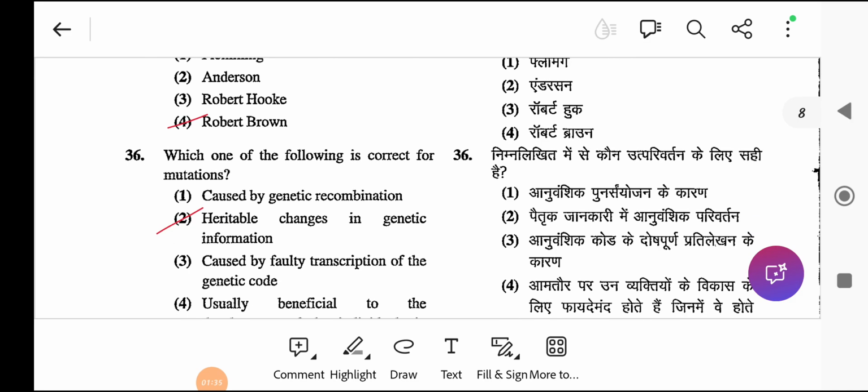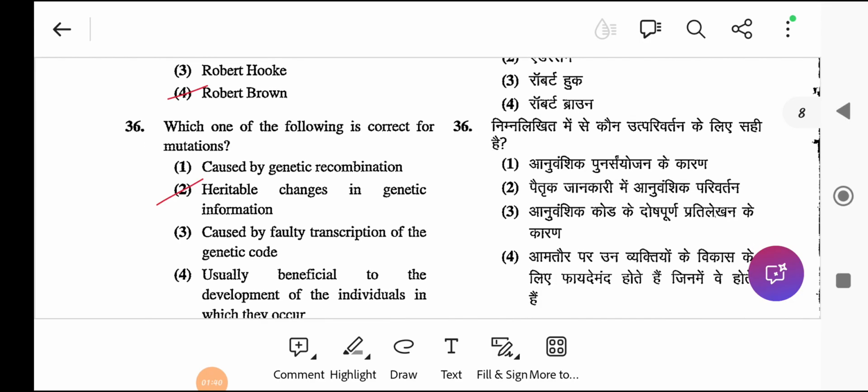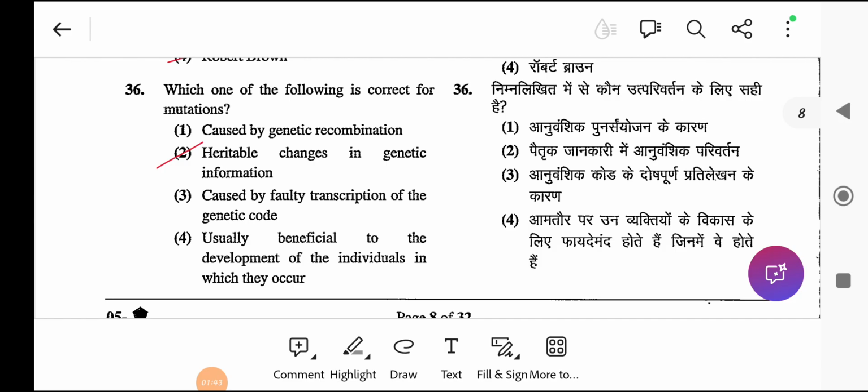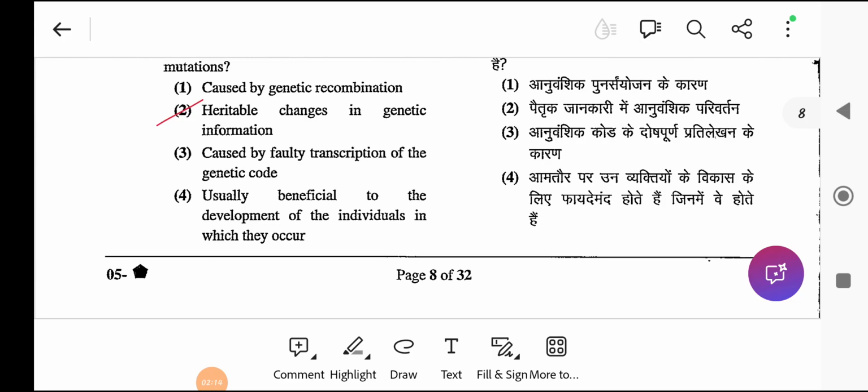Next is, which one of the following is correct for mutations? So mutations are caused by heritable changes in genetic information. Other options are caused by genetic recombination, caused by faulty transcription of the genetic code, usually beneficial to the development of the individuals in which they occur. So all the options are partially correct, but they are not appropriate. Answer 2 is appropriate, where it can be heritable, or when it is due to physical mutagens in the single generation. So most of the time it is heritable.